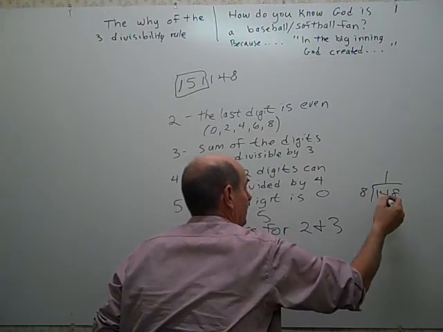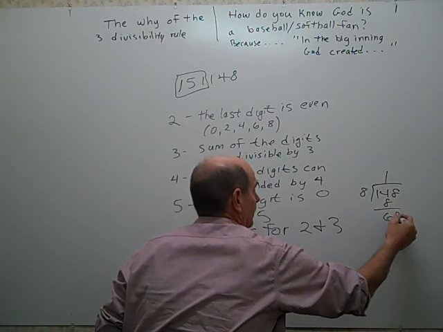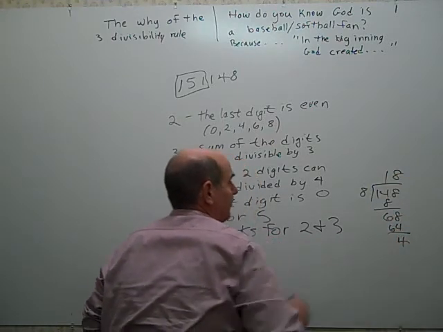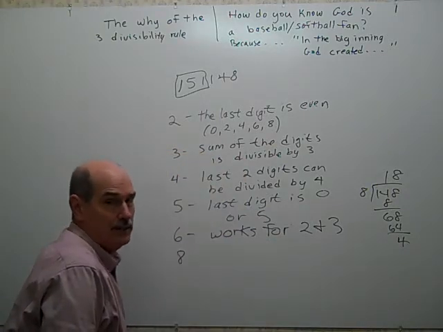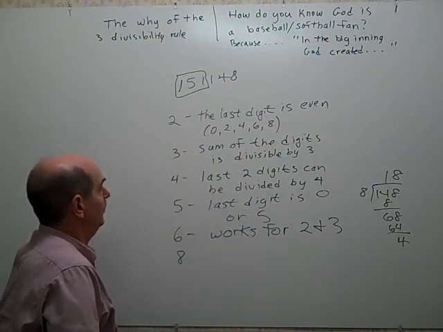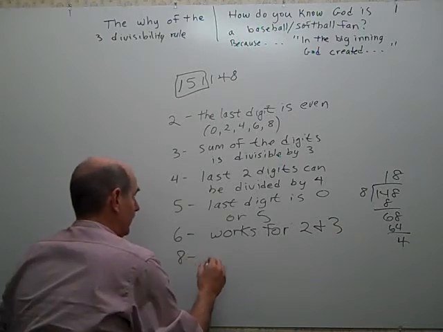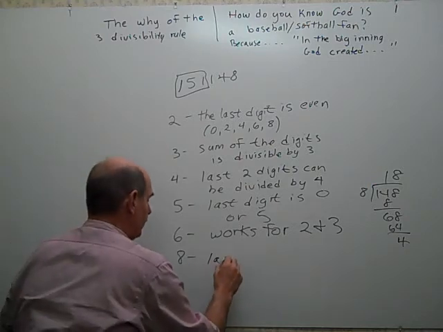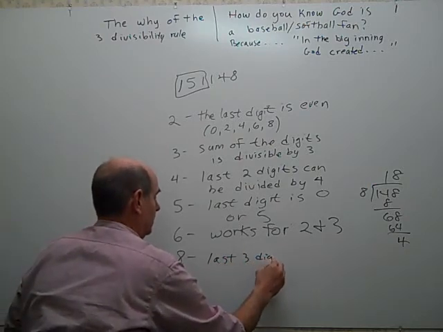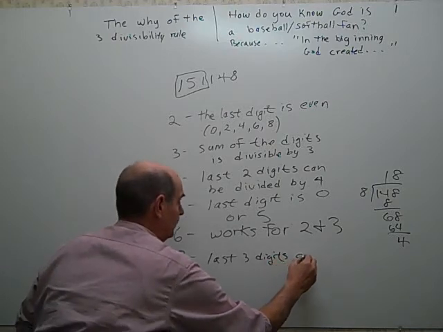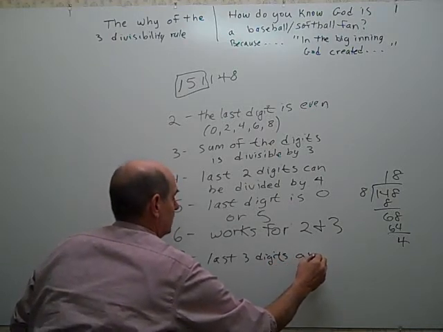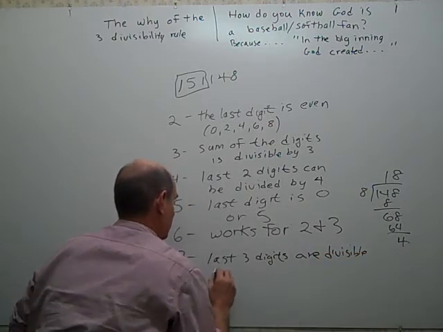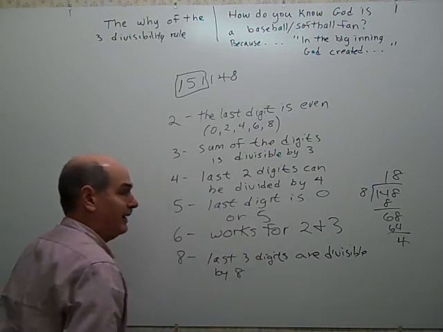148 is 1 time here, 8, 68. 8 times 8 is 64. And we get remainder 4. So 8 doesn't go evenly into 148. It will not go evenly into 151,148. So it's the last 3 digits. If the last 3 digits are divisible by 8, then you can divide the entire number by 8.